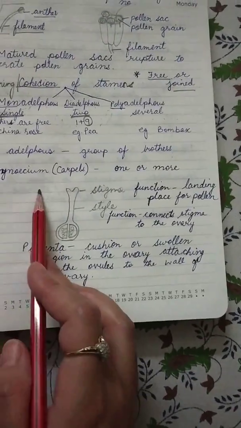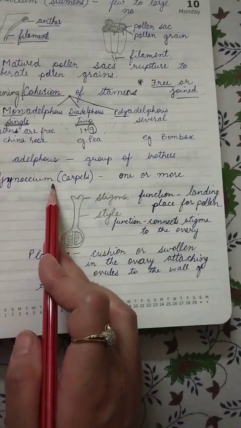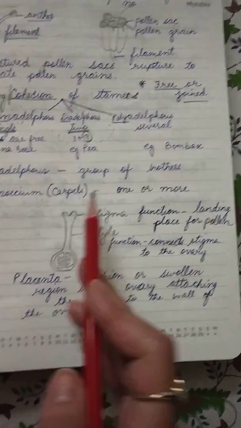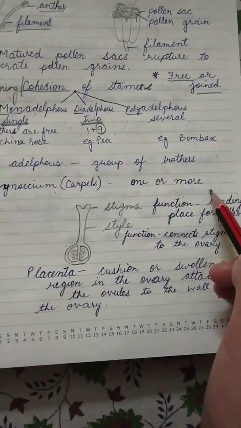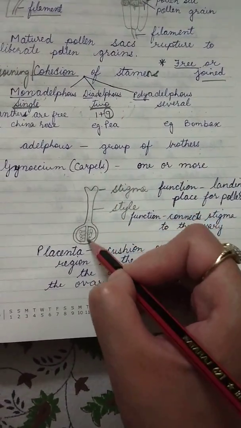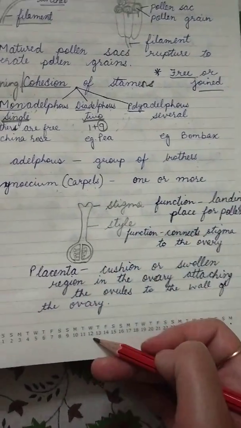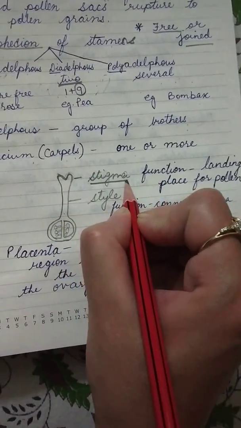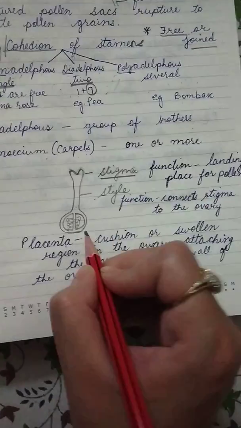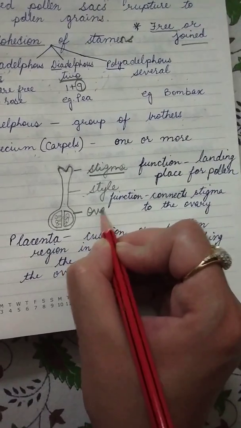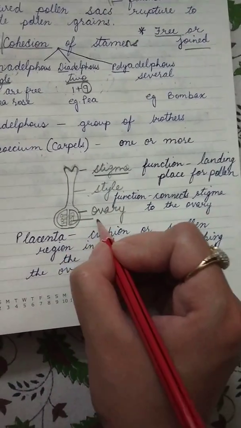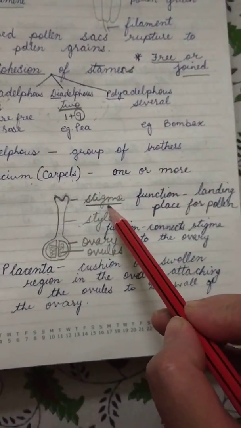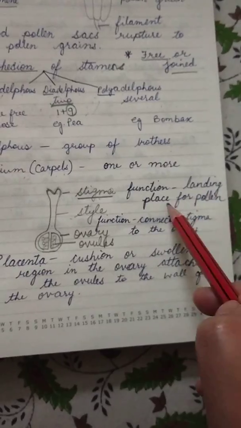Now comes the next whorl, the female part, the 4th and innermost whorl, the gynoecium, which is the carpel. It can be 1 or more, it depends. It again has 3 major parts. The lobed, knob-like structure is called the stigma. The tube-like structure is the style, and then the swollen part is the ovary, and inside it the ovules are present. So what is the function of the stigma? Stigma is the landing place for pollen.